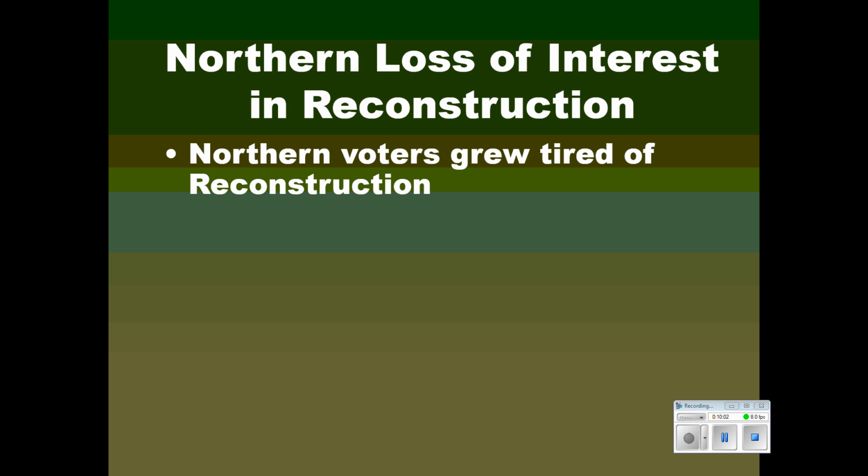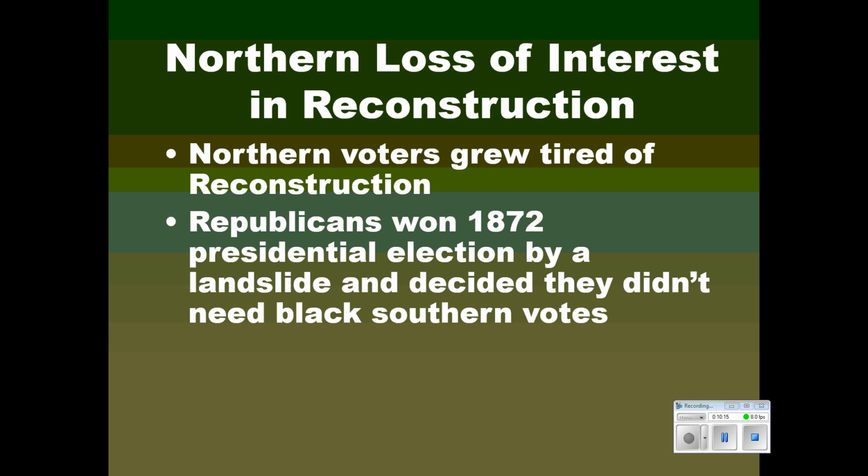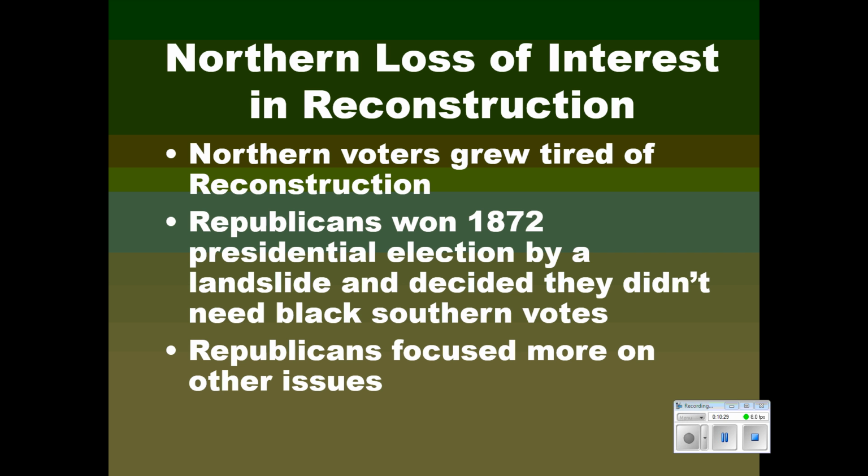The Republicans had relied on Southern support because of black voters in the South. But they found that in the presidential election of 1872, they did very well. They won by a landslide. Ulysses Grant was reelected, and they decided that they didn't need black Southern votes so much, and they wanted to solidify their base in the North, and they preferred to focus on other issues, which is all leading to the fact that they are going to abandon the interests of the freedmen.